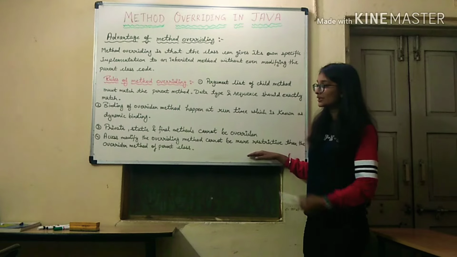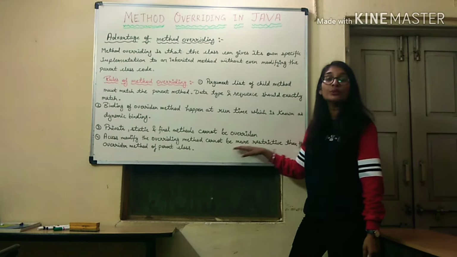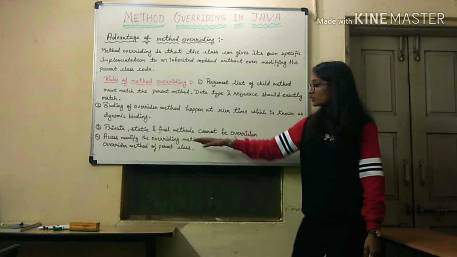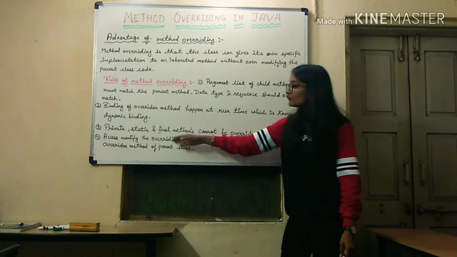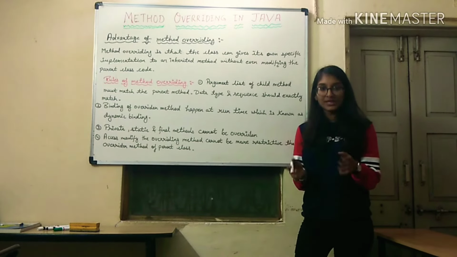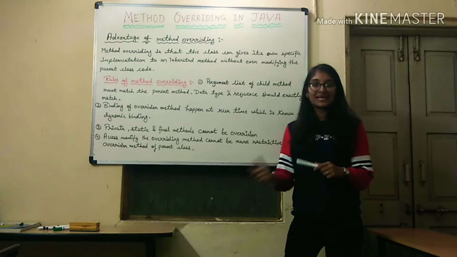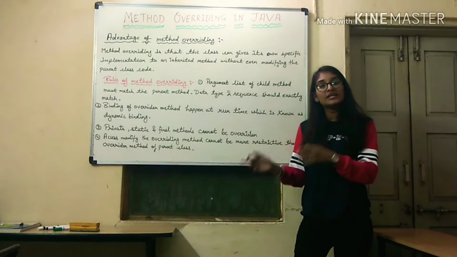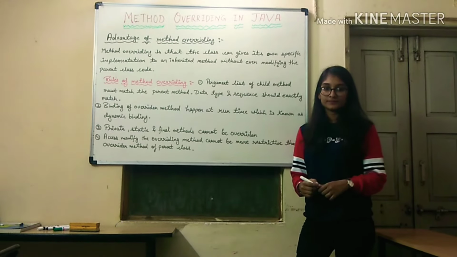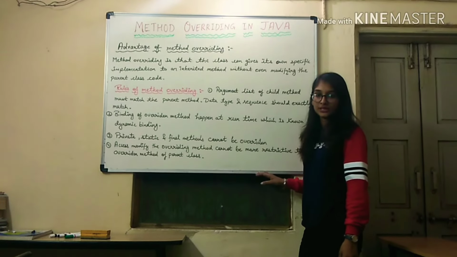The fourth rule of method overriding is that the access modifier of the overriding method cannot be more restrictive than that of the overridden method of the parent class. An example of the fourth rule is that if the access modifier is public, then the overriding method of the child class cannot be private, protected or default access, because all of these are more restrictive than public.